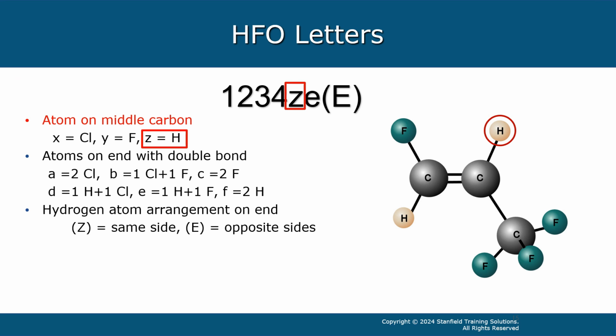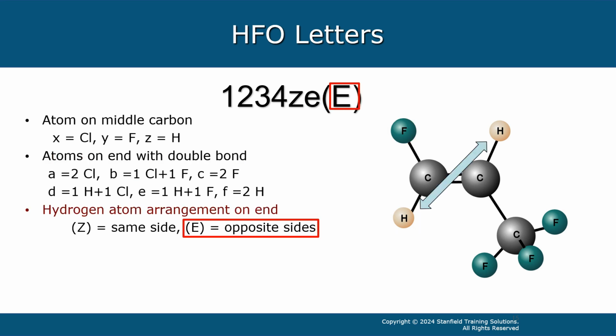In this case, the middle atom is hydrogen, so the first lowercase letter is Z. The second lowercase letter indicates the atoms on the end carbon with the double bond. This is a bit more complicated because there are 2 atoms on the end and 6 possible arrangements of chlorine, fluorine, and hydrogen. So there are 6 possible letters, A through F. In this case, we have 1 hydrogen and 1 fluorine, so the letter is E.